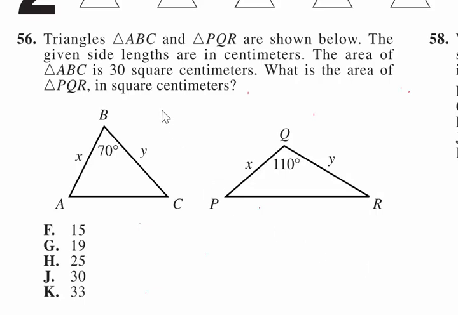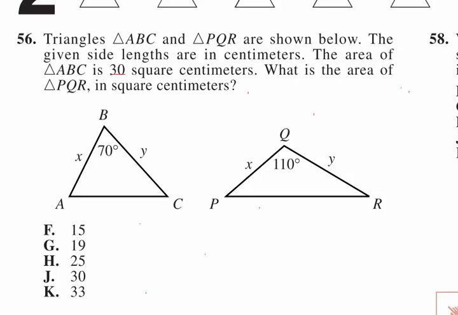Okay, triangles ABC and PQR are shown below. The given side lengths are in centimeters. The area of ABC is 30 square centimeters. What is the area of PQR then in square centimeters?